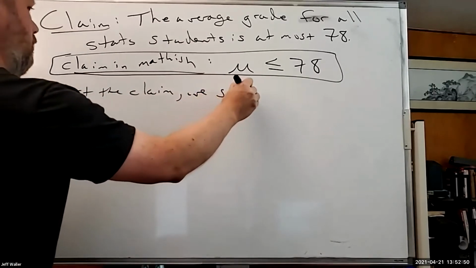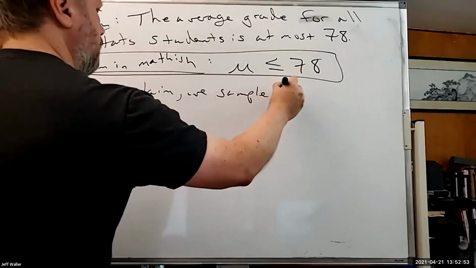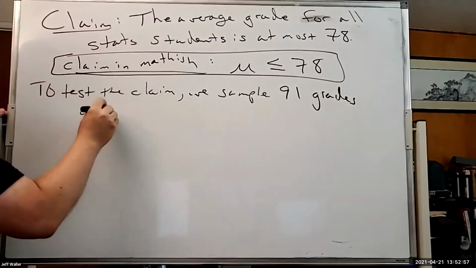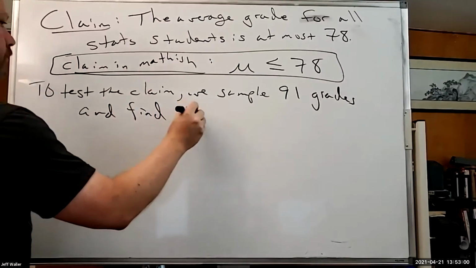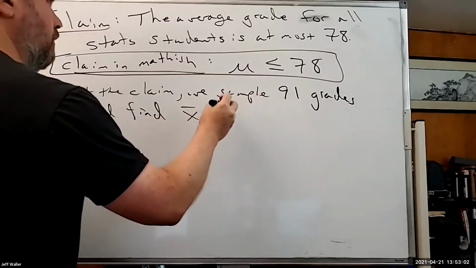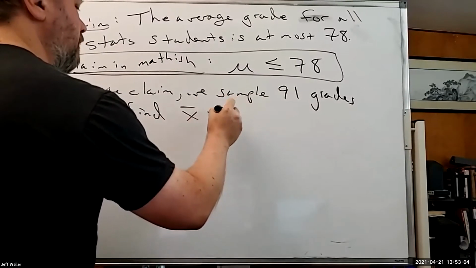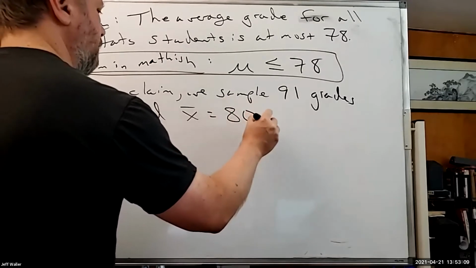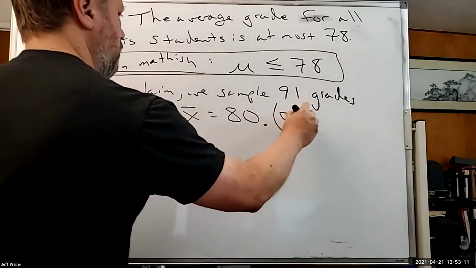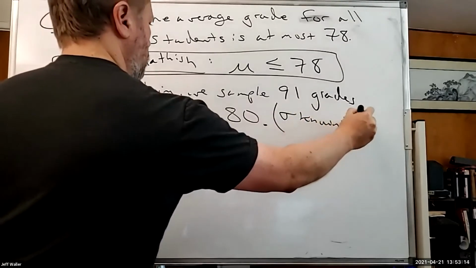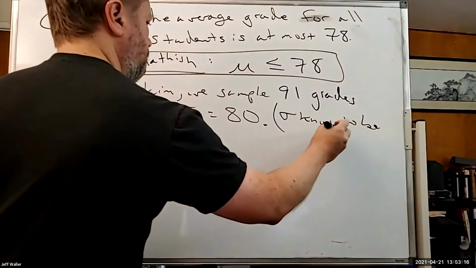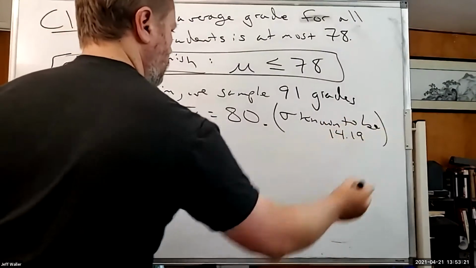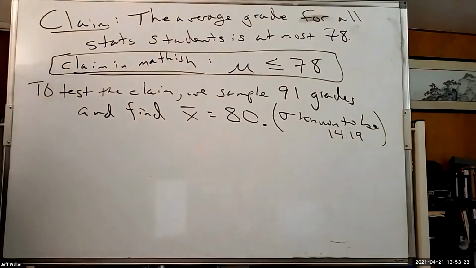To test the claim, we sample 91 grades and find the mean of those 91 grades to be, let's say 80. Yeah, I like it. Sigma known to be 14.19. Okay. All right, let me stop for a minute.